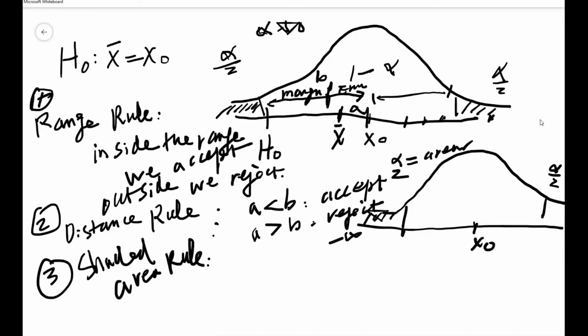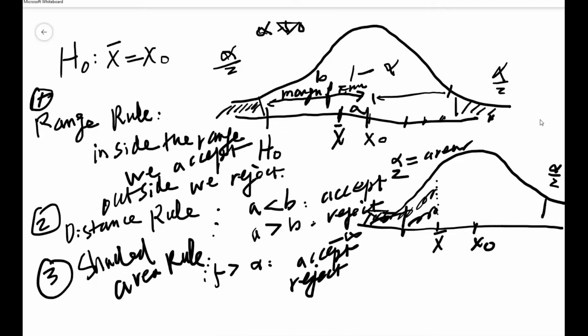Let's assume our x bar is here. If we calculate the shaded area, it should be this area, from negative infinity up to here. Of course, this area is bigger than half alpha. So if the shaded area is larger than half alpha, accept. Otherwise, reject.